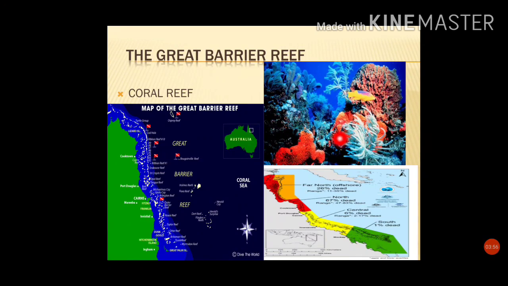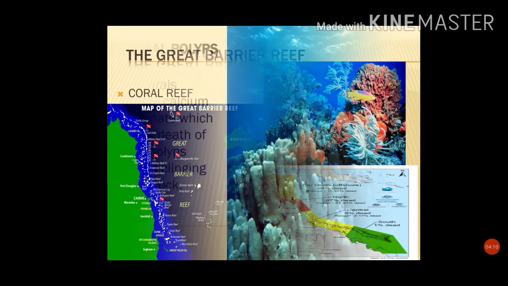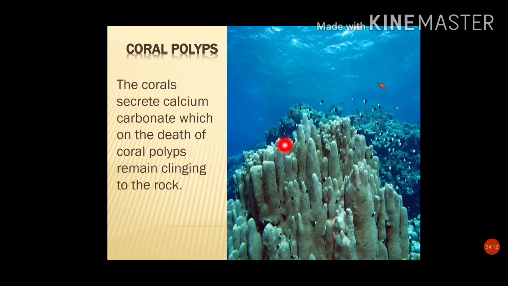Coral reefs are formed by tiny animals called corals, which live near the sea floor in the warm shallow waters of the tropical region. The corals secrete calcium carbonate, which, on the death of coral polyps, remains clinging to the rocks. As time passes, a great ridge-like structure called a coral reef, in many shapes and sizes, is formed.